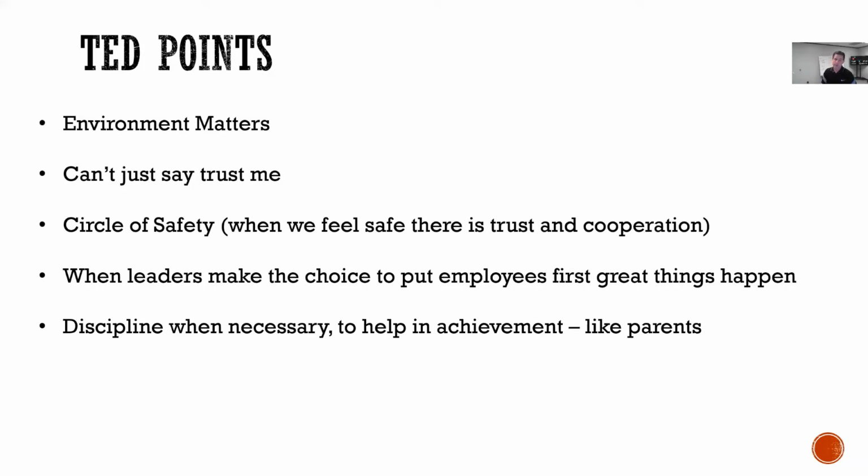Kind of like parents, this next piece is pretty important. Discipline when necessary to help an achievement, like parents. He talked about this, right? You have to discipline. Now, that doesn't mean at your workplace you can say, go sit in the corner, you haven't done what you've done, go take a timeout. That's not what I'm talking about at all. But this is going to get talked about further on in our module, and this is where accountability comes in.